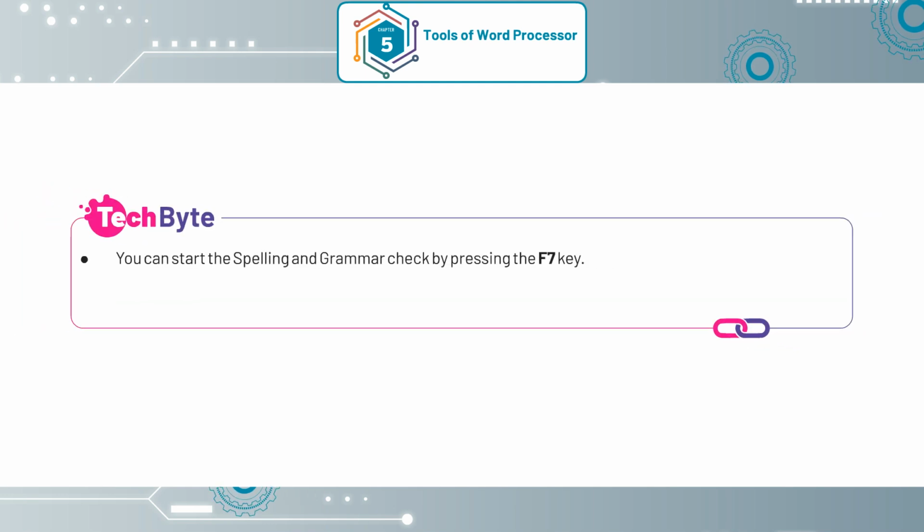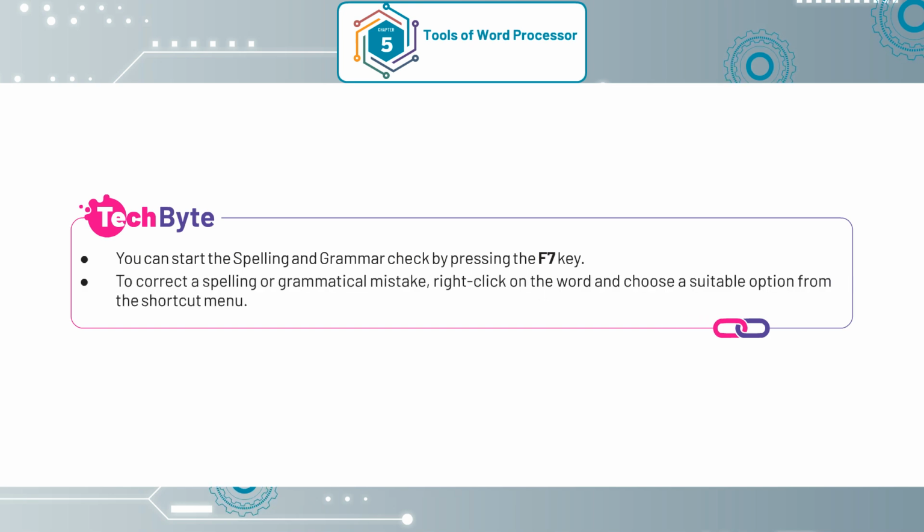TechBite. You can start the spelling and grammar check by pressing the F7 key. To correct a spelling or grammatical mistake, right-click on the word and choose a suitable option from the shortcut menu.